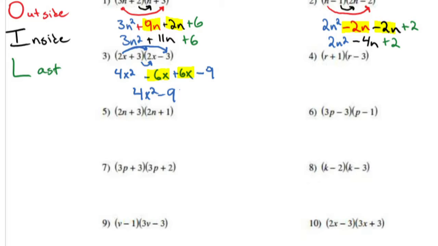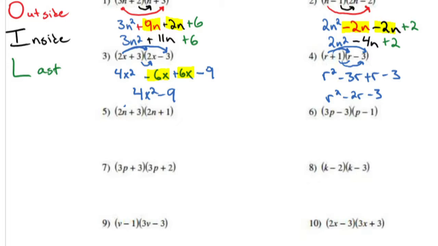This next one, number 4, r times r. So my firsts is r squared. Outside is 3 times r, which is negative 3r. And then my insides are positive 1 times r, which is just going to be positive r. And then my last is 1 times negative 3, which gives me negative 3. I'm going to combine my r's together in the middle. Sound like a pirate. R squared minus 2r minus 3. And I'm done.